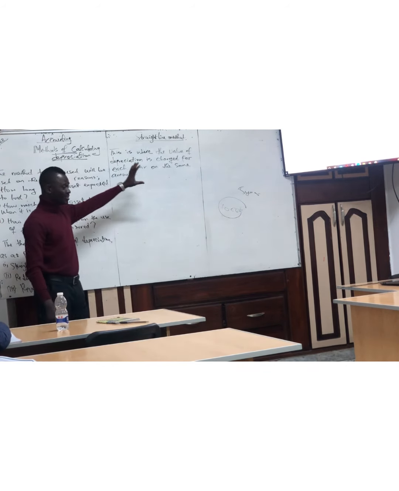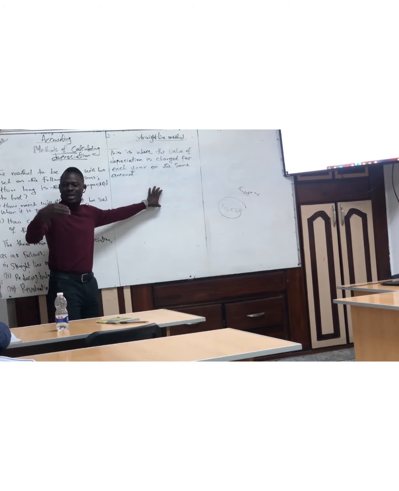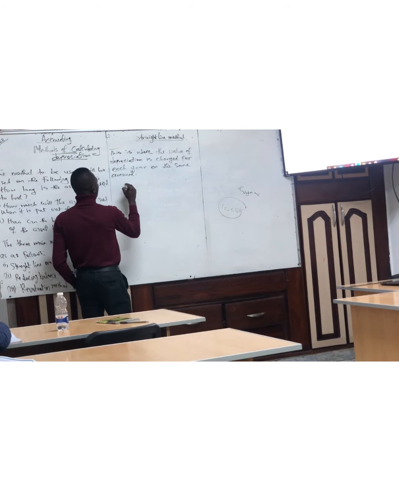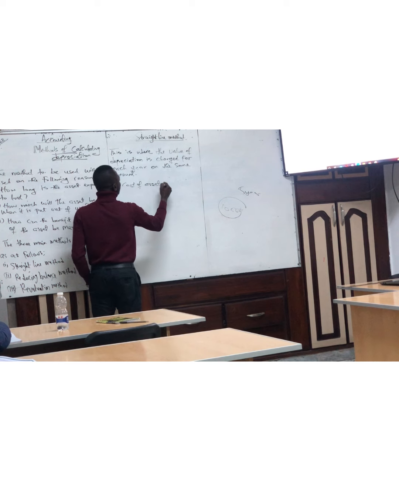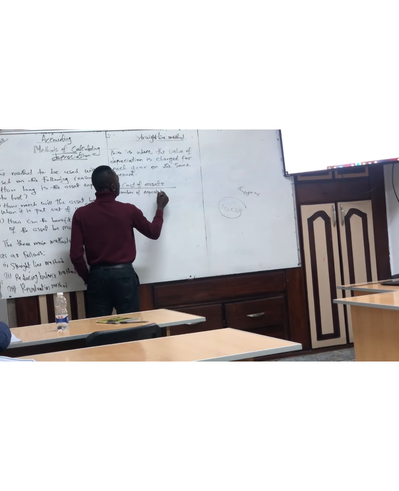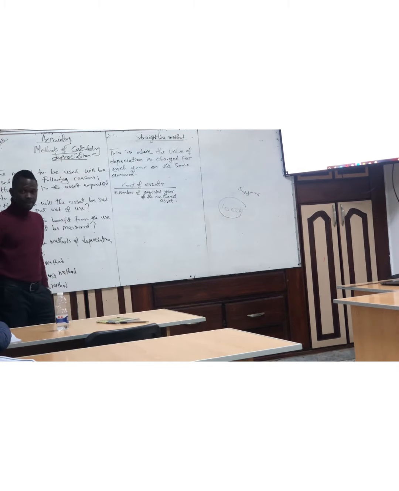So the formula for straight line method is cost of asset divided by the number of years. That means the number of expected years that asset will be used. Do we understand? Yes. So the formula for straight line is cost of asset divided by the number of expected years of the non-current asset. So this is the formula. Is it clear?